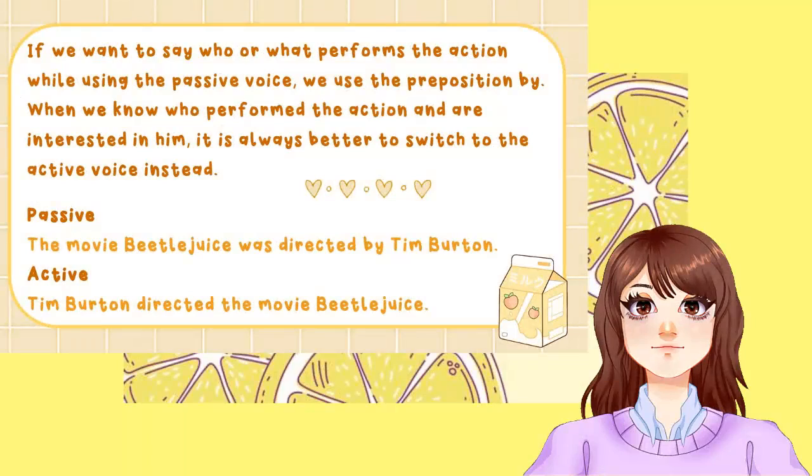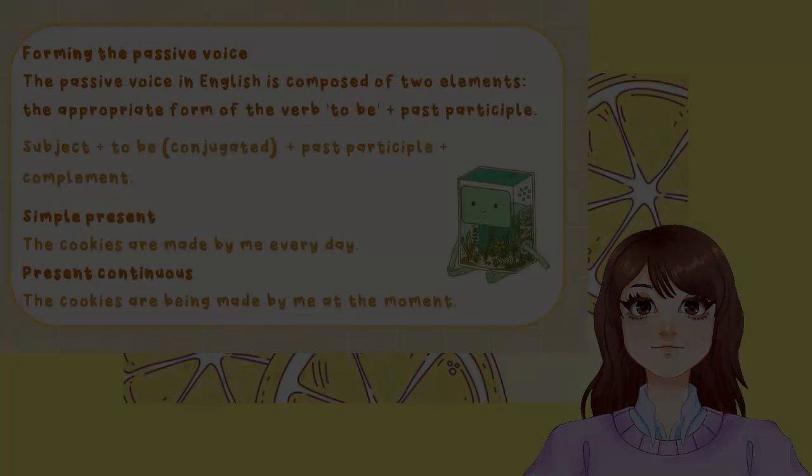If we want to say who or what performs the action while using the passive voice, we use the preposition by. When we know who performed the action and are interested in him, it is always better to switch to the active voice instead. For example, the passive: the movie Beetlejuice was directed by Tim Burton. The active voice: Tim Burton directed the movie Beetlejuice.